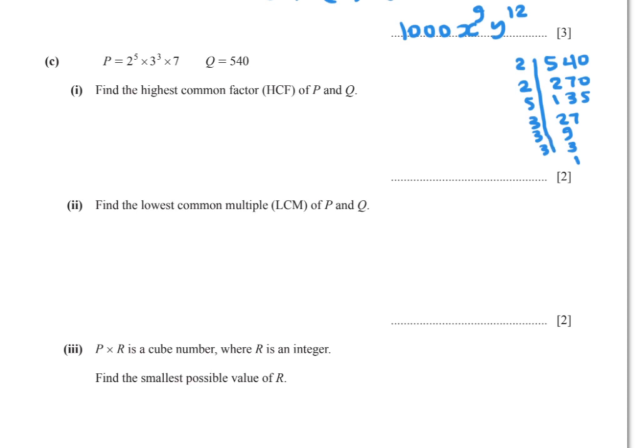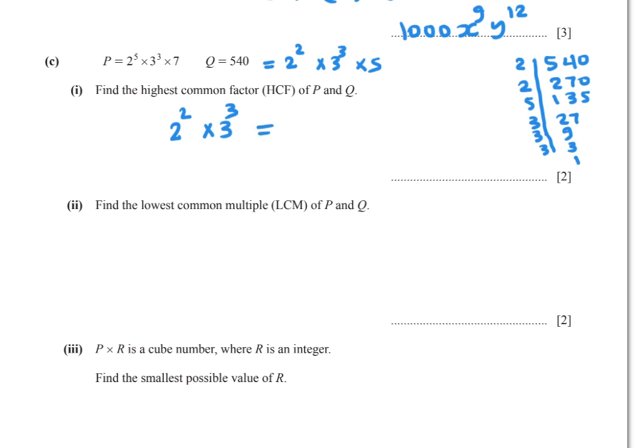So 540 can be written as 2 power 2 multiply 3 power 3 times 5. Now to find the HCF, take the common factor to the least power. We have 2 power 5 and 2 power 2, so 2 power 2 is the least power. We have 3 common, 3 power 3 and 3 power 3, so take one of them because they are the same power. We cannot take 7 or 5 because they are not common. Highest common factor takes the common factor to the least power.